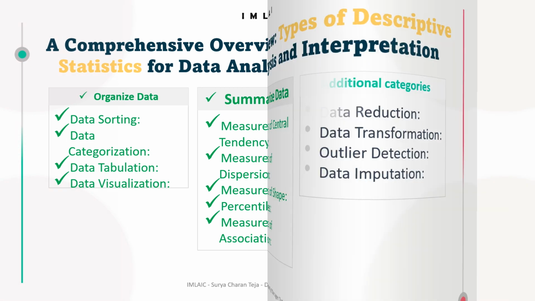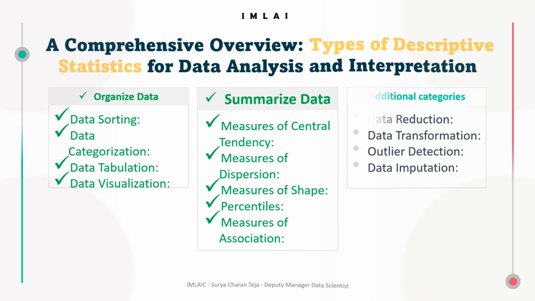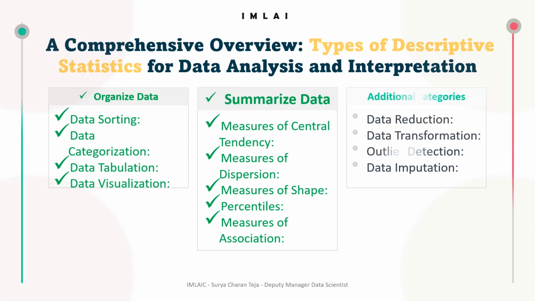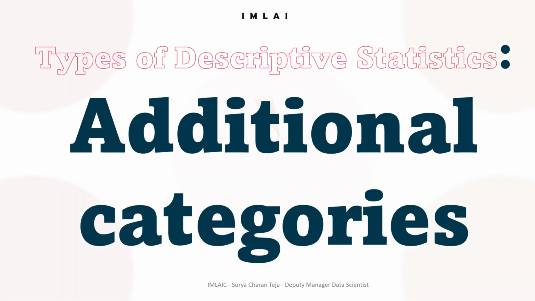So this is our additional categories, and this is what we are going to see now. Additional categories consist of data reduction. In data reduction, there are techniques for reducing the complexity or size of data, such as sampling, aggregation, and dimensionality reduction methods. Then we will also look into data transformation methods, such as normalization.